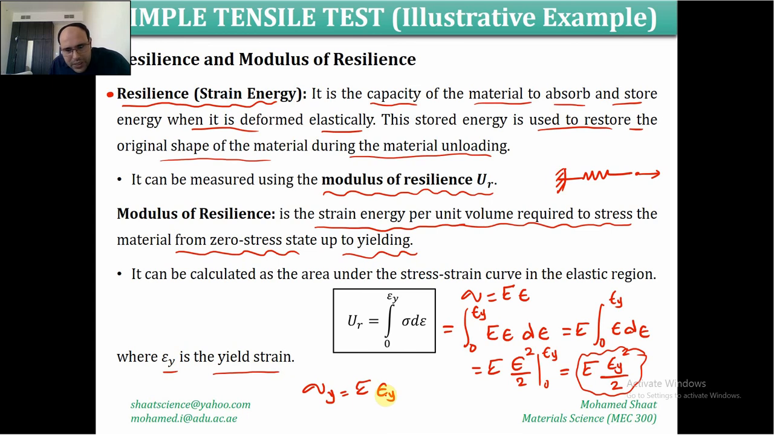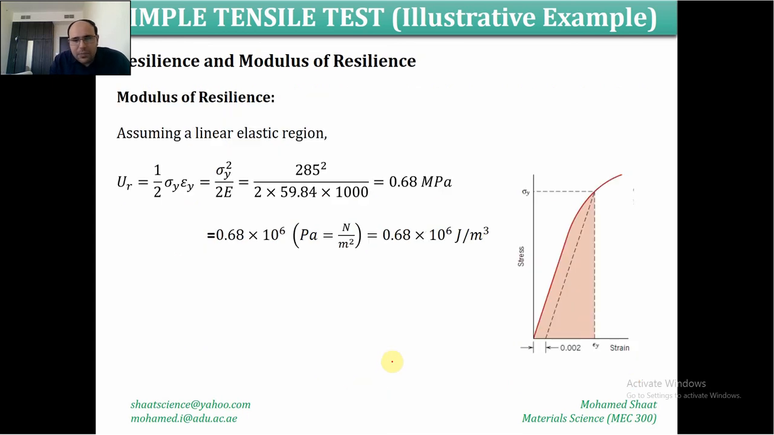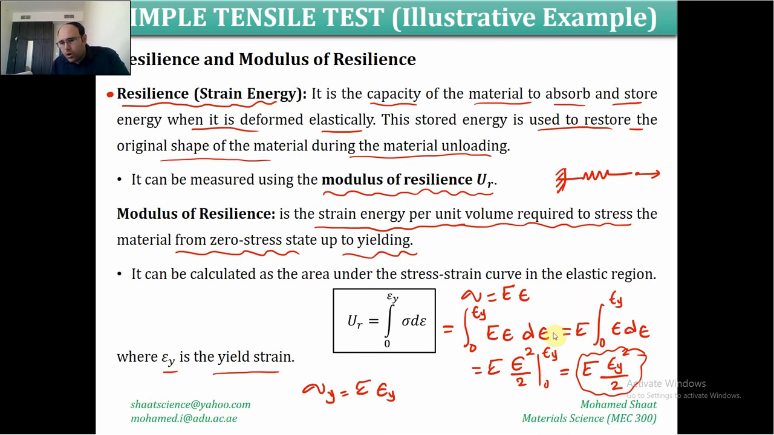So if we use this data and plug it here, we can simply express the modulus of resilience also in terms of the yield strength of the material as 1 over 2 times sigma yield times epsilon yield. Sigma yield is the stress at the yield point. Epsilon yield is the strain at the yield point that you can determine from the figure or from the table. Or even if you decide to work with E and epsilon yield, it is going to be E times epsilon yield squared over 2.